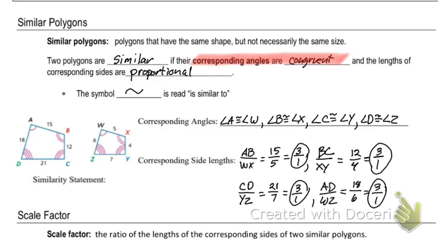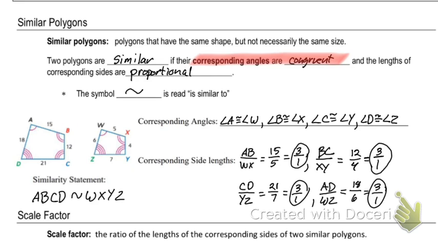I needed to check all of that to show me for a fact that they're similar. All right, we can't just look at it and go, looks pretty similar. You have to know that. After I say all of that, then I can finally say, here's my similarity statement right under there. I can say that A, B, C, D is similar to W, X, Y, Z. Order matters. Order matters.